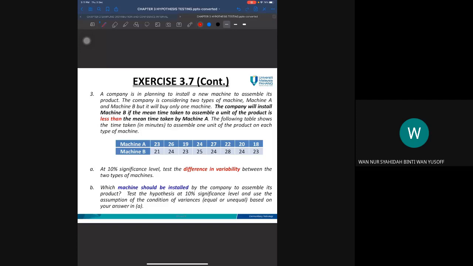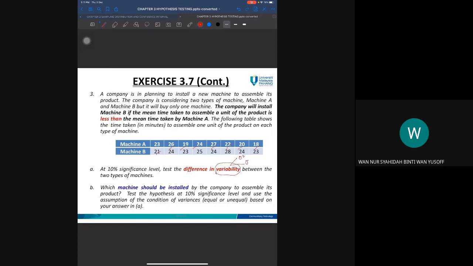So the question A. How many data do you have here? 1, 2, 3, 4, 5, 6, 7, 8. So we have 8 data from each machine, so it is sample data. At 10% significance level, test the difference in variability between the types of machine. The keyword here is variability. The parameter related to that will be either sigma square or sigma. Both are correct, you can use sigma square or sigma.